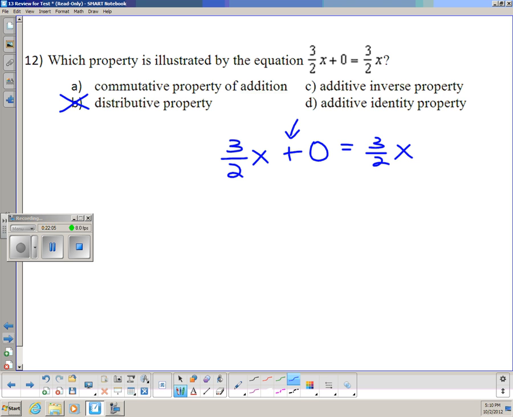Now, commutative property. Commutative property, I use this analogy. Your parents commute to work. They go from home to work and then work to home. And if I think of this as a little baby equation, this would be the commutative property. So to commute means you switch your location. You go from home to work, work to home. That's not what's happening here. I don't see a switch, so it's out.